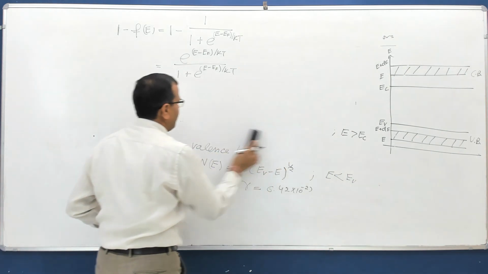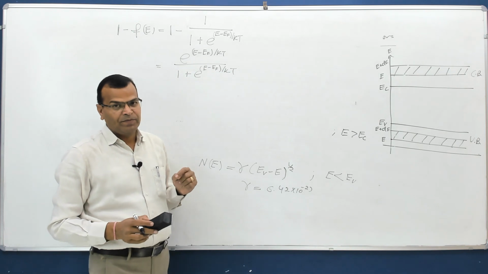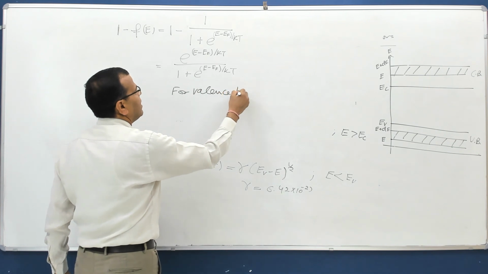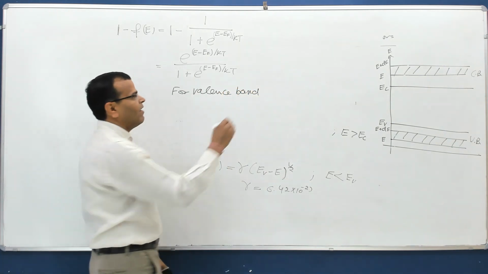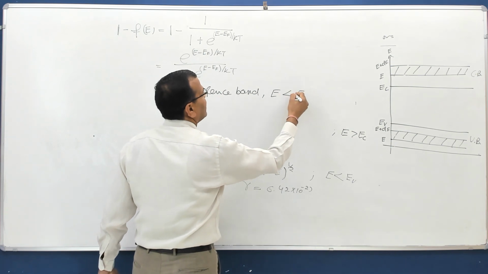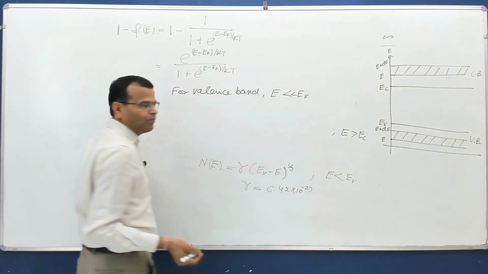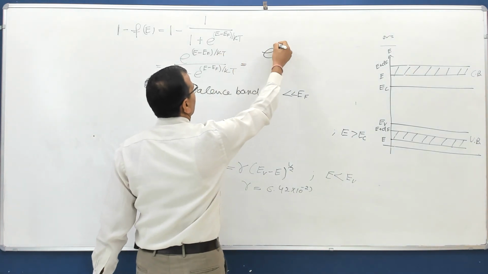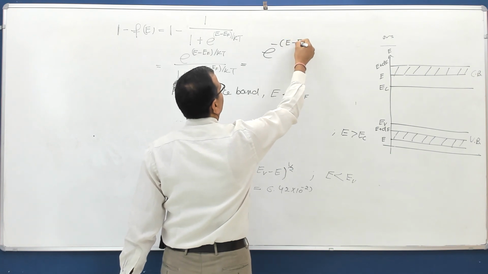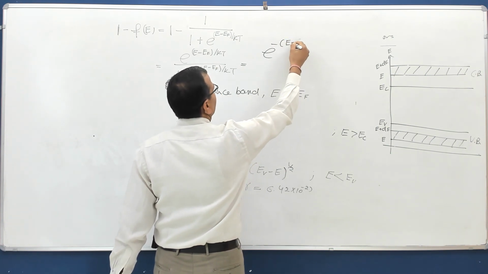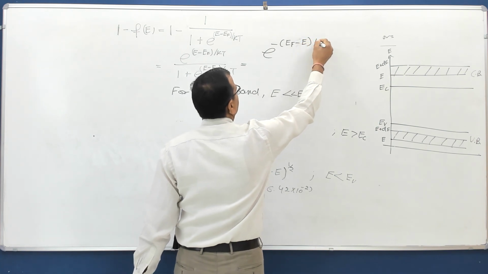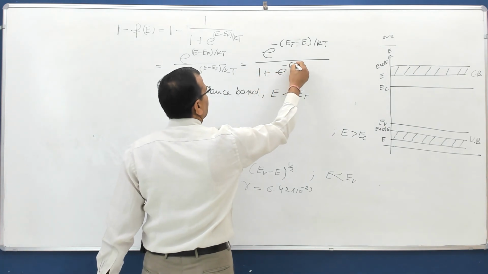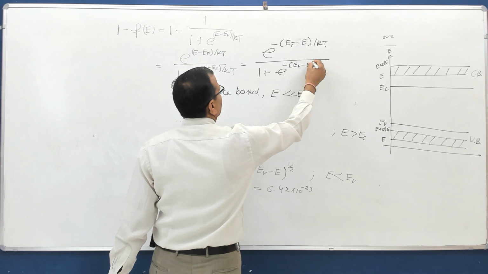Important point, we are having valence band now. So for valence band, what do we have? E is much less than Ef. This is what I assume. So if E is much less than Ef, I'll rewrite this equation like 1 minus Fe equals e raised to power minus (Ef minus E) by kT divided by 1 plus e raised to power minus (Ef minus E) by kT.